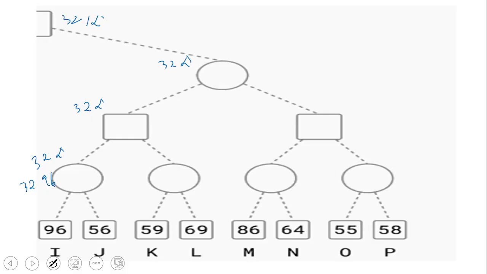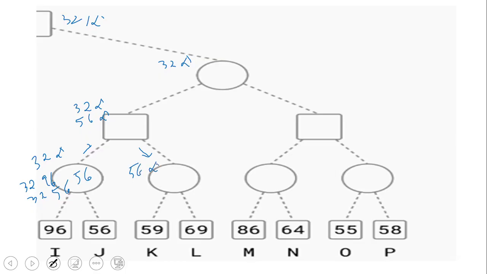Next it will visit 56. 56 is less than 96, so it will update to 32 and 56. Now it moves to here; that 56 value will move here. This is the maximum node, so the alpha value has to be updated. Alpha now becomes 56 and infinity.